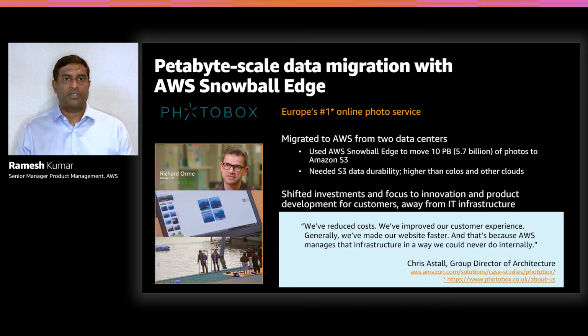Photobox used multiple Snowball Edge devices to migrate the 10 petabytes of data from their 2 data centers or locations to Amazon S3. Once the 10 petabyte data migration was completed to Amazon S3, Photobox realized reduced costs, but they also realized the benefits of improved performance by Amazon S3 and improved durability of Amazon S3 compared to what they could support in their own data centers. You can see the quote from Photobox at the bottom of the slide.